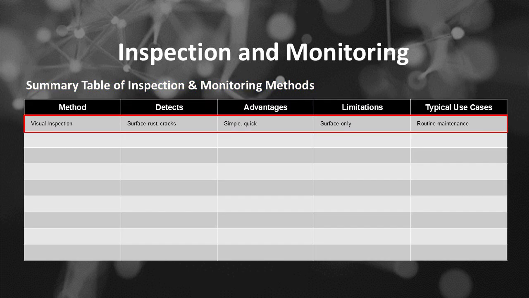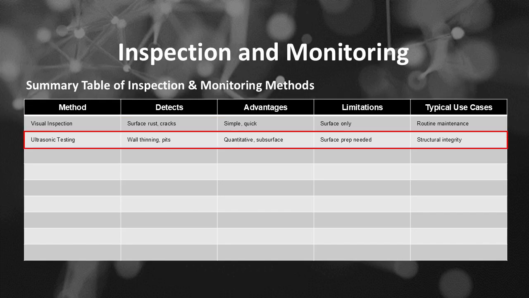Visual inspection method is to detect surface rust, cracks. The advantages of this method are simple, quick. The limitation of this method is it can only detect surface damage. This method's typical use case is in routine maintenance. Ultrasonic testing method is to detect wall thinning, pits. The advantages of this method are quantitative, subsurface. The limitation of this method is surface preparation needed. This method's typical use case is in structural integrity.